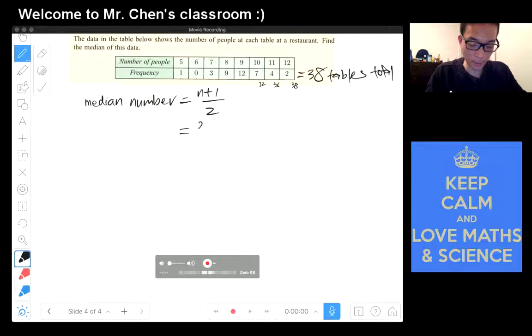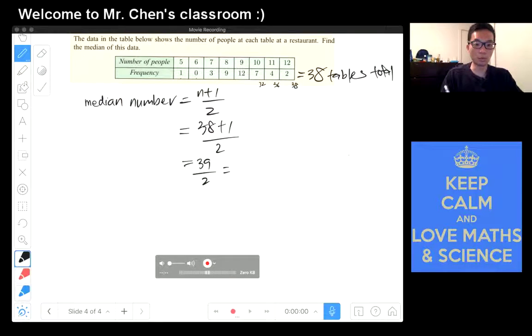So it's 38 tables plus 1, because it's n plus 1 divided by 2. That means you have 39 divided by 2, which becomes 19.5. As we know, 19.5 lies in between two different numbers, so the median is actually the average of the 19th and the 20th number.